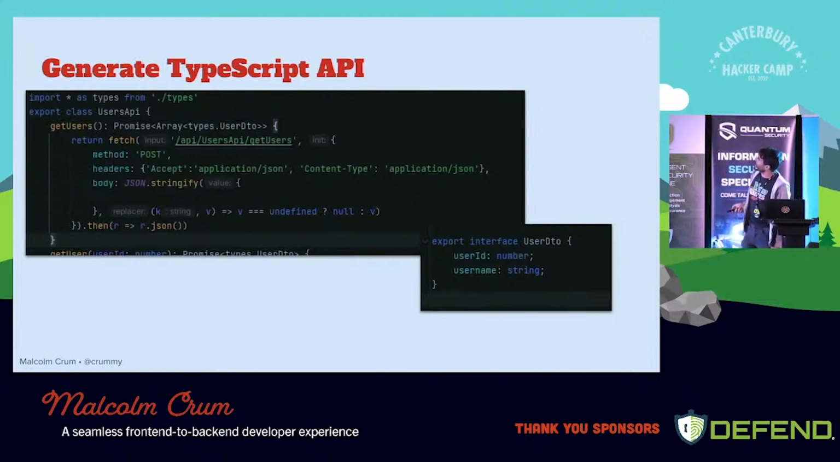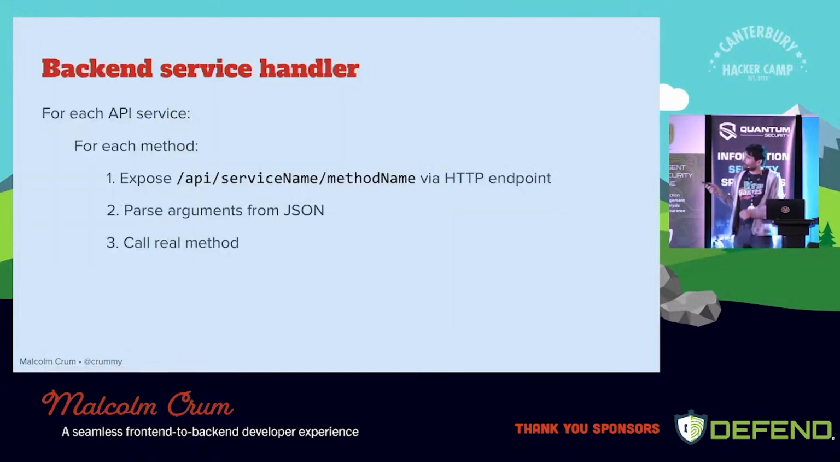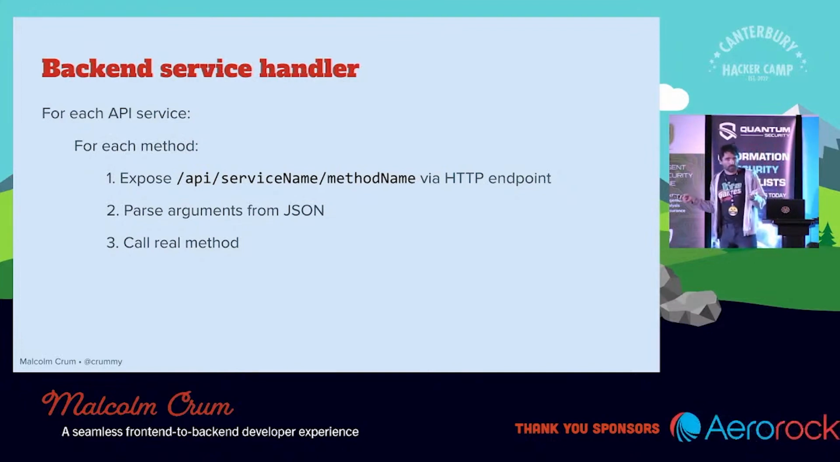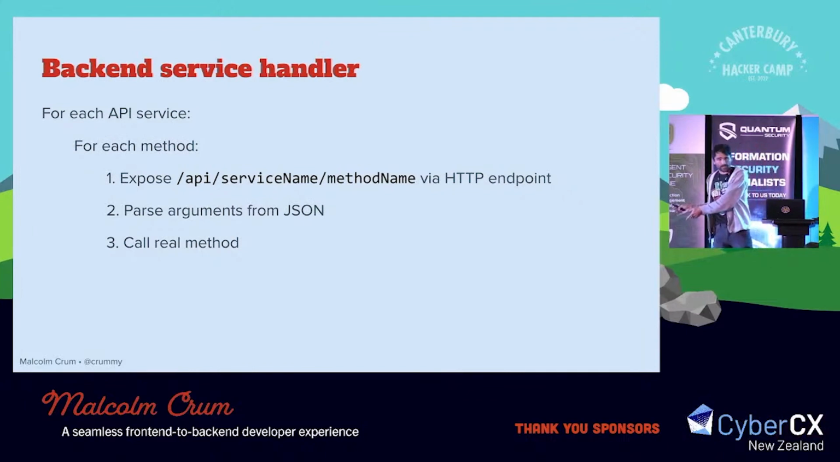And so our next step is exposing that API. This happens in a similar manner. We iterate over every service, we iterate over every method, and then for each we expose a special endpoint via HTTP, over POST usually, because we want to handle JSON bodies. Any arguments that come in, we parse from JSON. We then call the real method on our backend, and then the response from that we turn back into JSON and send back to the client.